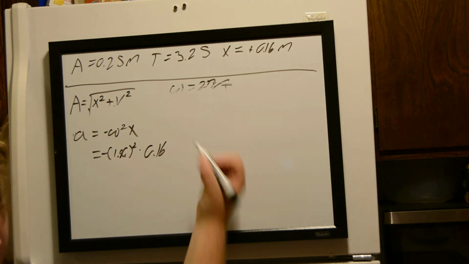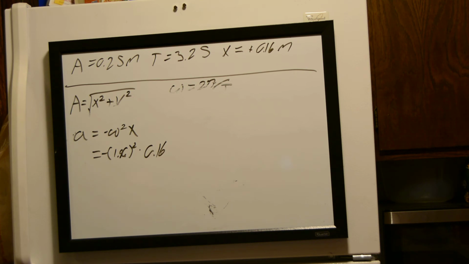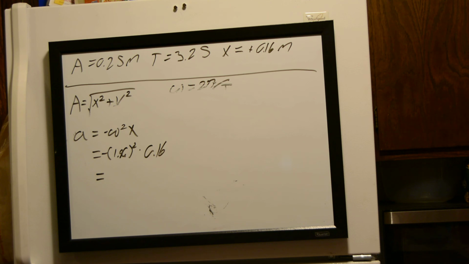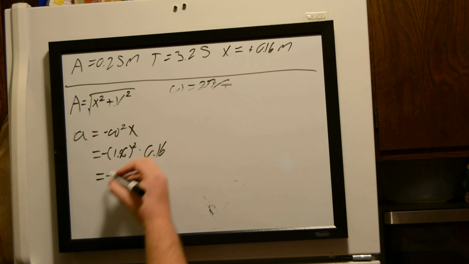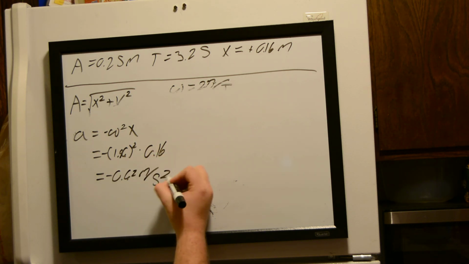times 0.16. And we always have this negative here simply because in simple harmonic motion, the mass will necessarily slow down. You bounce a spring, it starts out really fast and it slows down. So the acceleration for simple harmonic motion is always going to be negative. That's why we have this negative out here in the original equation. So now we do that math, and our acceleration at this position, 0.16 meters, is negative 0.62 meters per second squared.